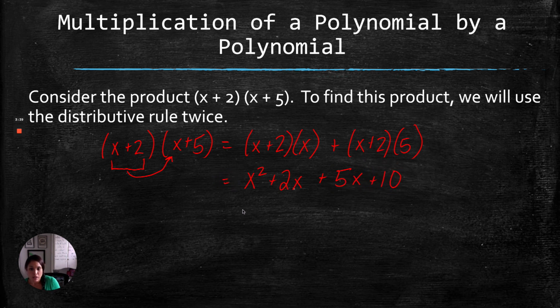Okay, now I need to bring like terms together. So I only have one x squared, so I'm going to bring this down. My next like terms are 2x and 5x. I add those together to get 7x, and I'm just going to bring down the 10, and my answer is x squared plus 7x plus 10.